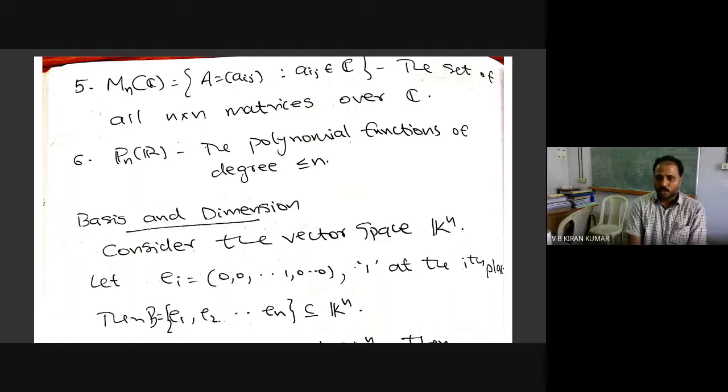Now what we are going to do, we are going to distinguish between finite-dimensional vector spaces and infinite-dimensional vector spaces, and vector spaces with some topology in it. Okay. So maybe I will take a break now. I will come back with basis, dimension, and so on. Okay. So 5 minutes break.